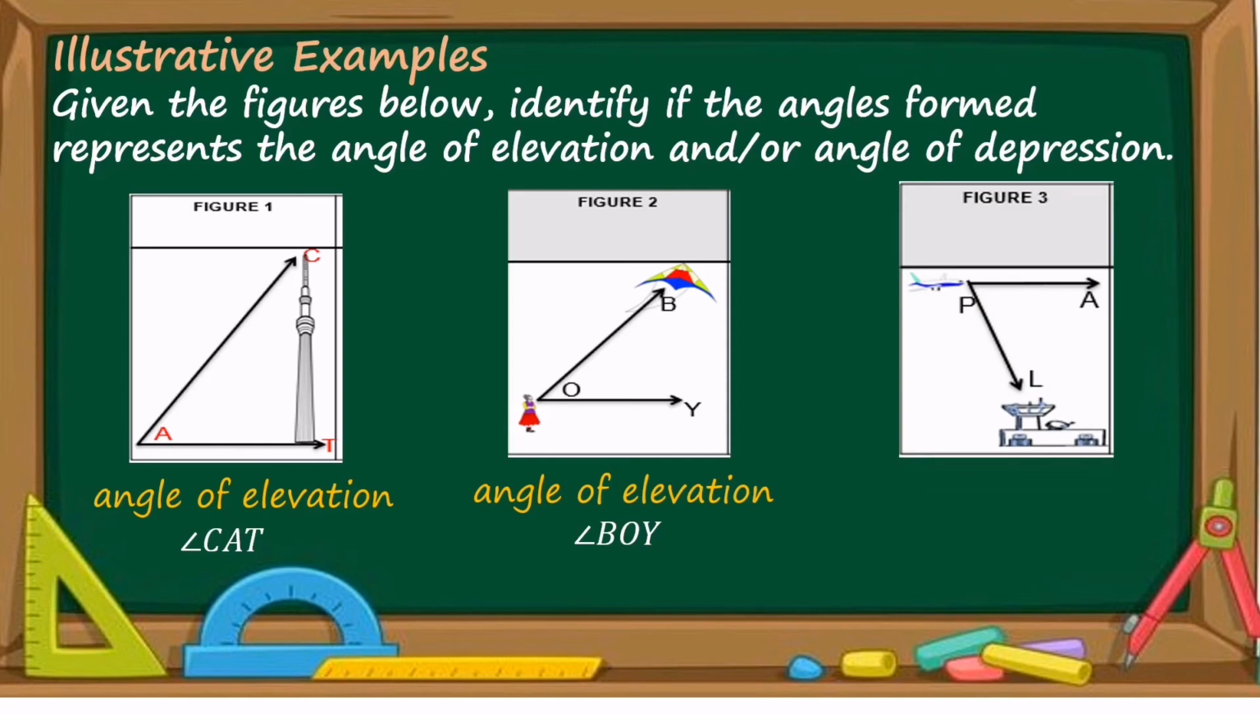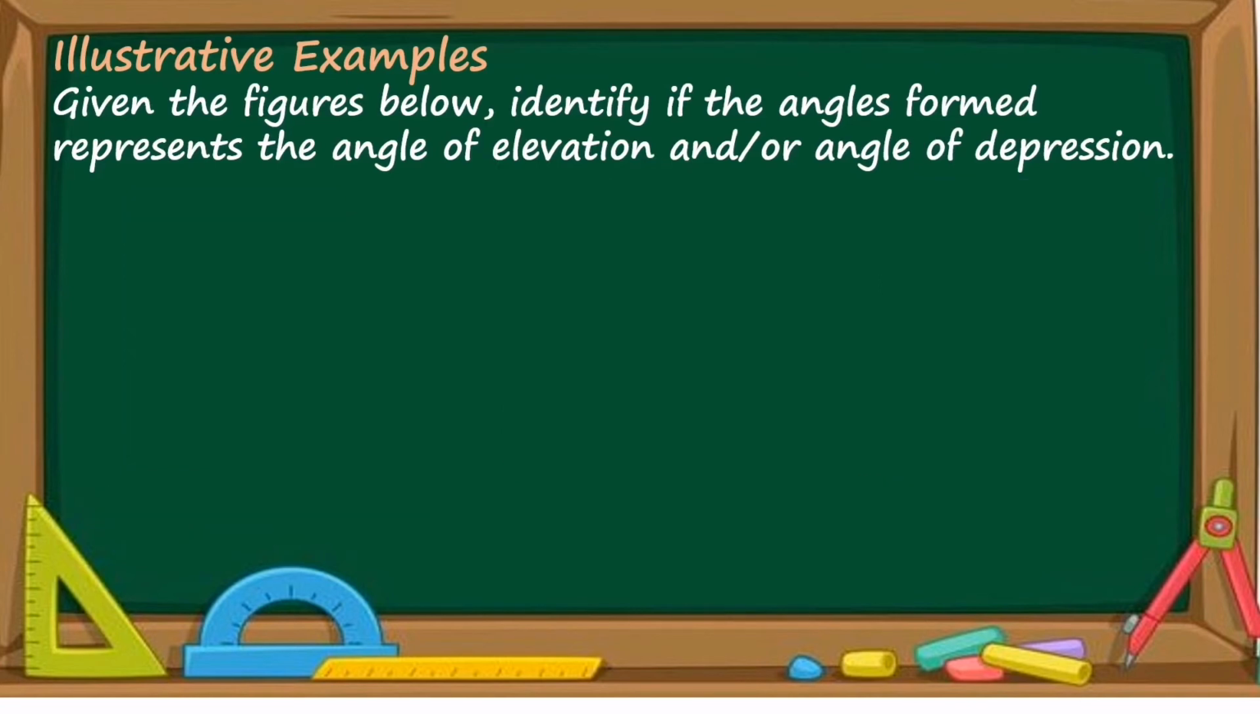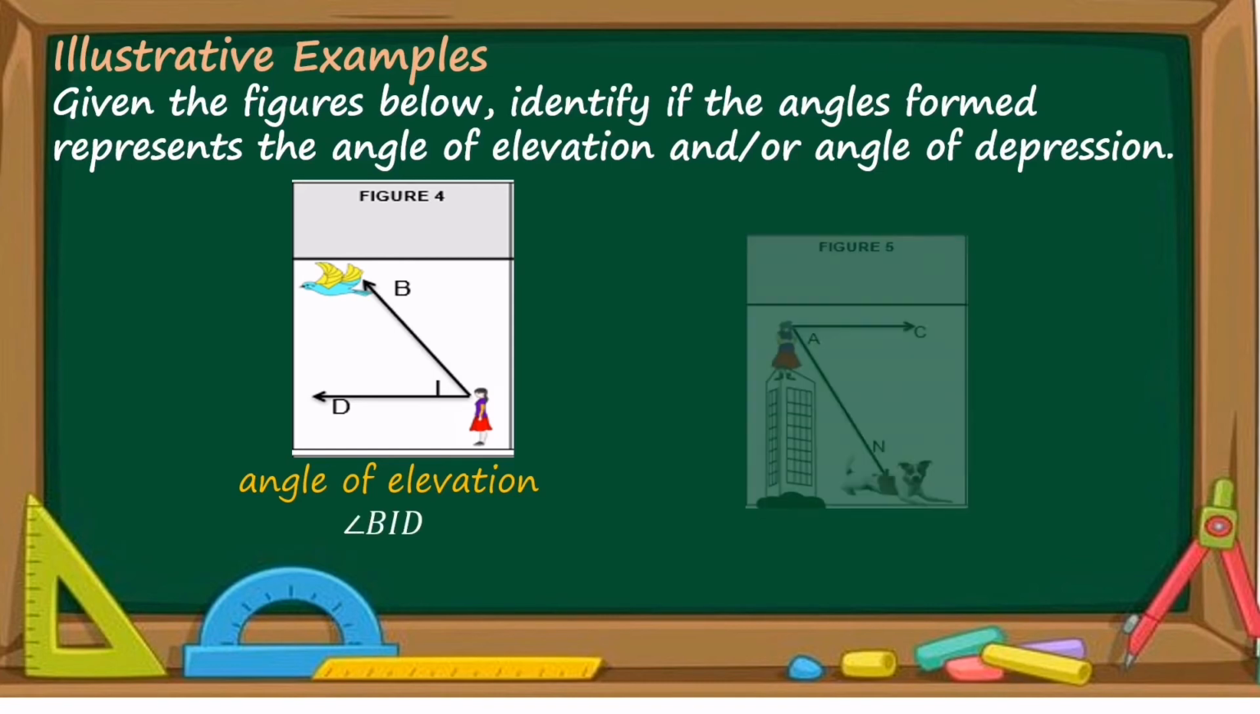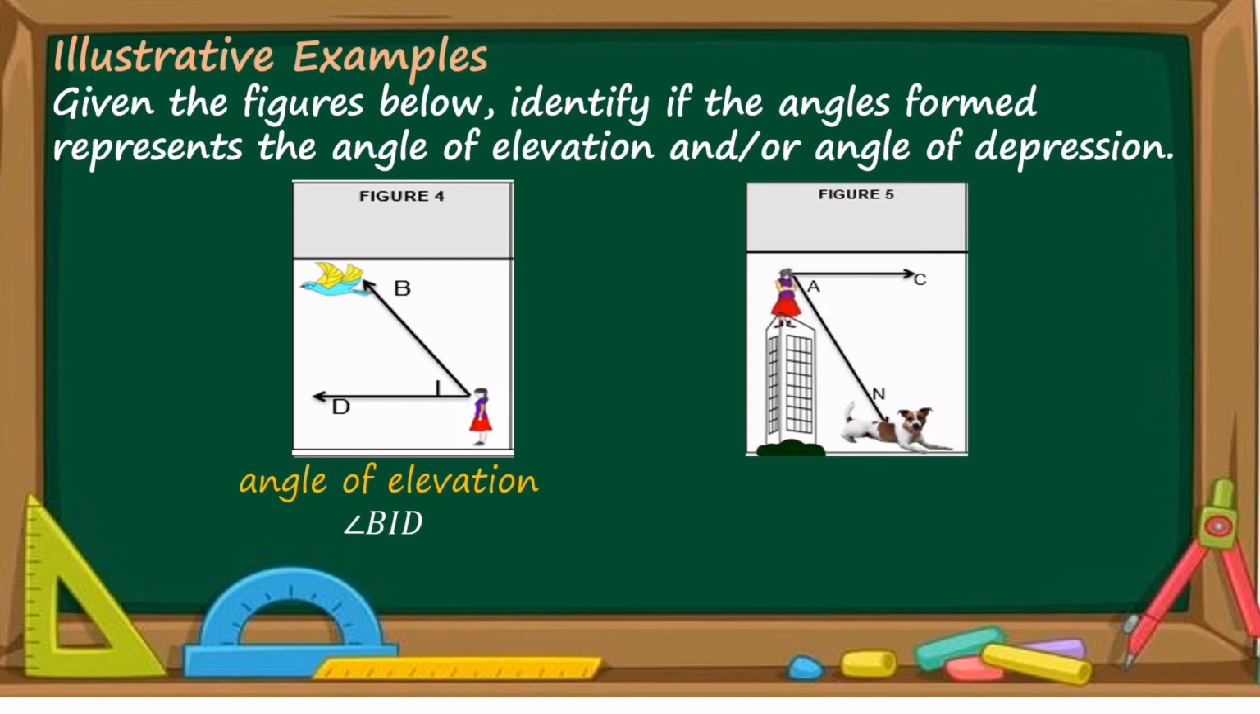What about this figure? What do you think? Very good, that is an angle of depression. And the angle formed is angle APL. What about this figure? Very good, that is an angle of elevation. And the angle formed is angle BID. How about this last figure? Correct, that is an angle of depression. And the angle formed is angle CAN.